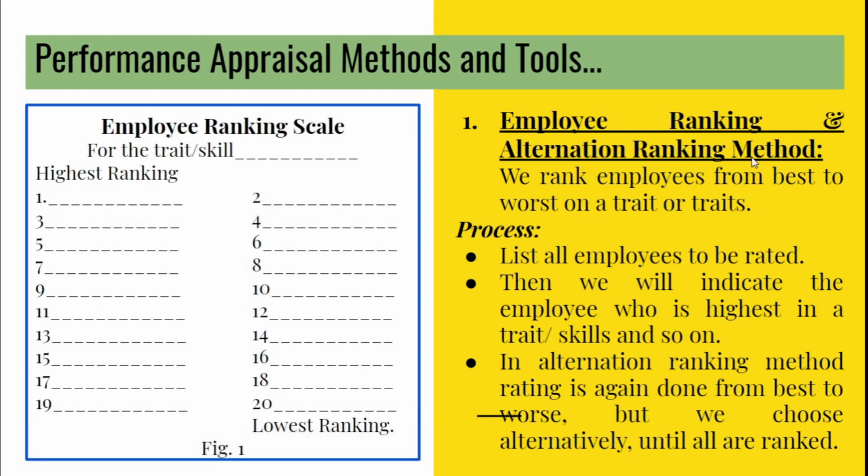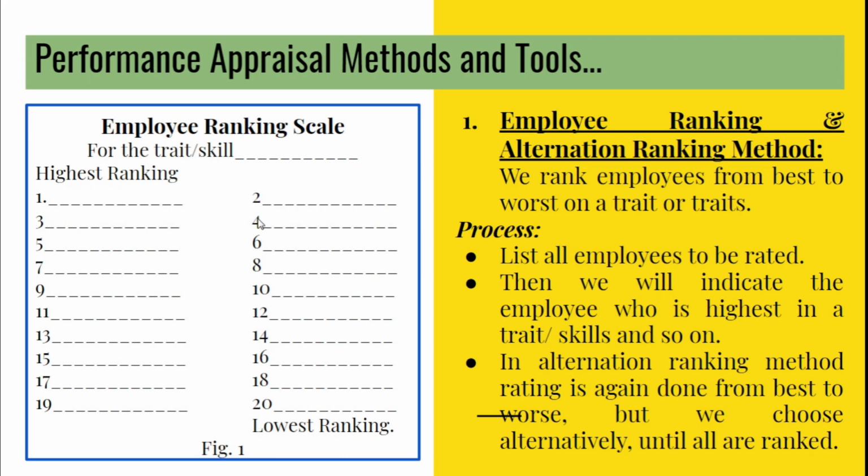In this, we rank employees from best to worst on a trait or traits. Since it is very easy to distinguish between best or worst, we will also be discussing the alternation ranking method. Alright, let's see how we proceed with this tool. At first, we'll list all employees to be rated. Then on a form like figure 1 on your left, we'll place the name of the employee who is highest in a trait or traits, then who's second highest, and so on till we reach the last employee to be rated.